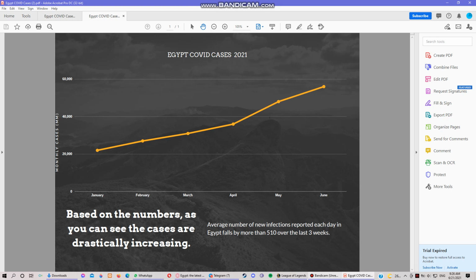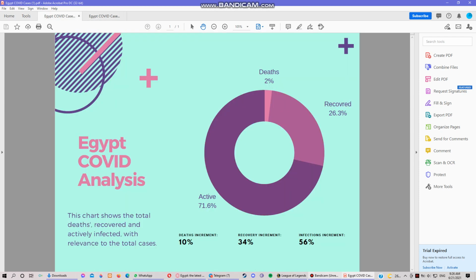In June, we are so close to the 50,000 mark, and we still have around a week going. But the good information is that it was reported that the average number of infections per day is falling, roughly around 500 cases per day over the last 3 weeks. So hopefully, we are not going to reach 60,000 cases at the end of June, and it will keep on decreasing.